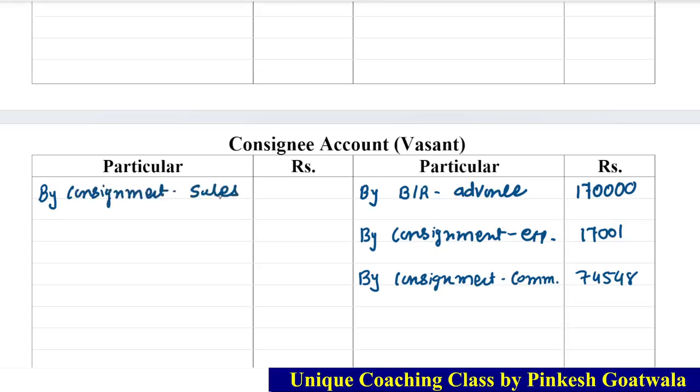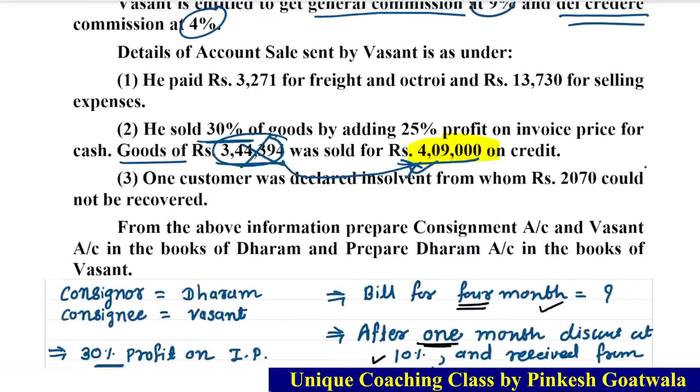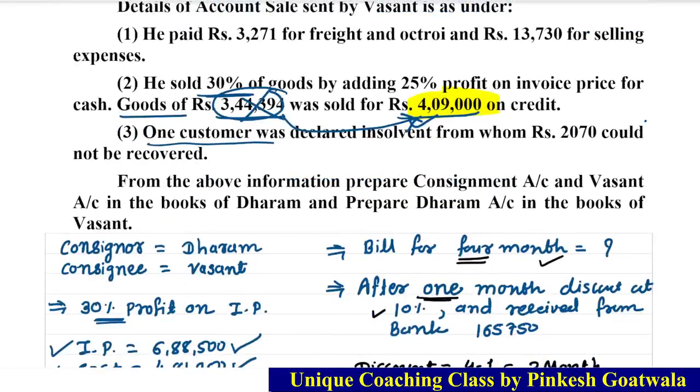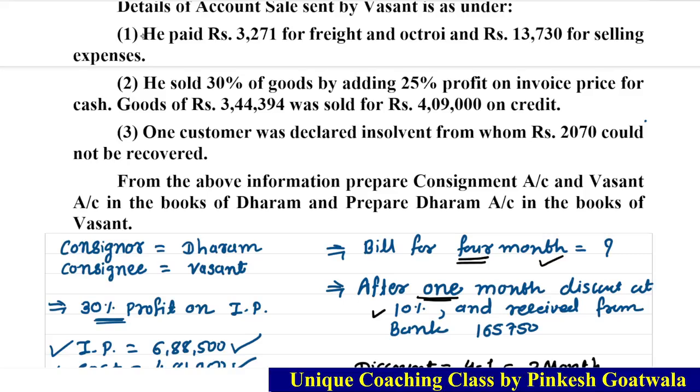Consignment amount of sale 646,533. Then one customer was declared insolvent from whom 2,070 could not be recovered. So remember there will be no effect of this because one customer became insolvent. Okay, and 2,720 is not recovered means it's a bad debt. Okay, આ શું કહેવાશે? Bad debt કહેવાશે.